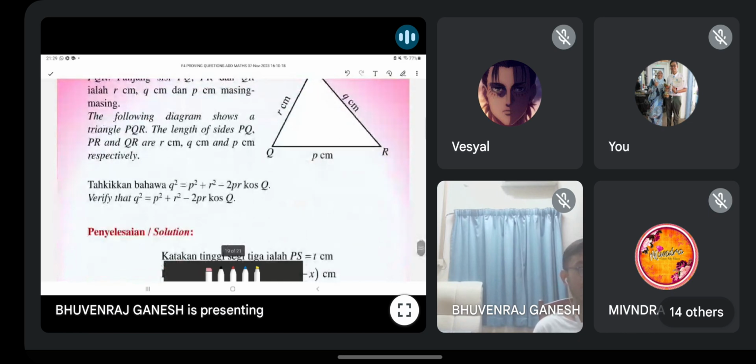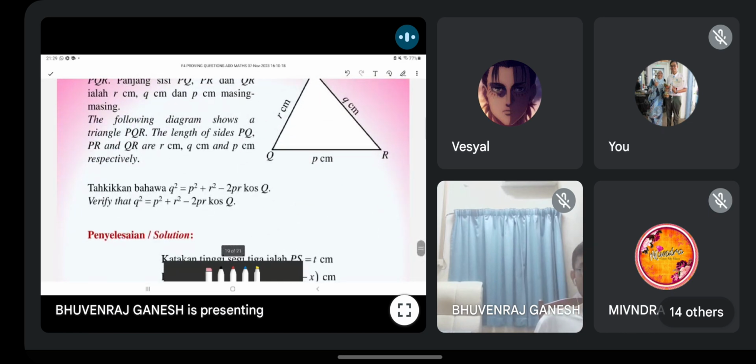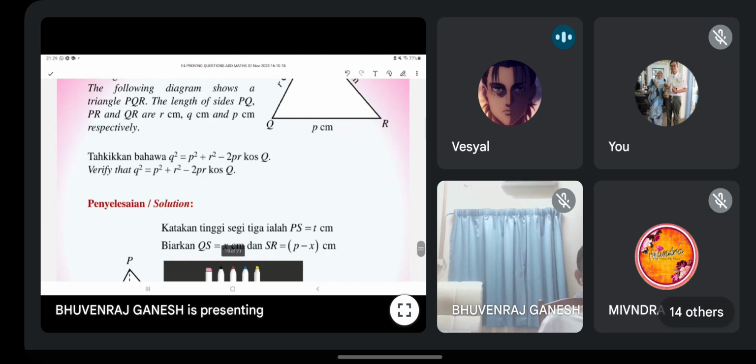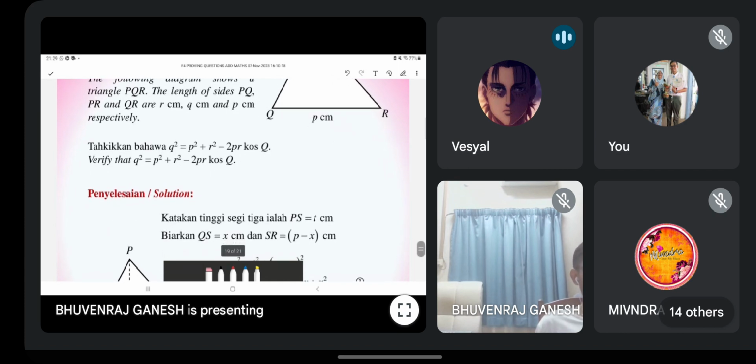Okay, so this is the second last one already. So Vishal, cosine rule please. Yeah, let's continue. So this is the cosine formula. This is basically a squared equals b squared plus c squared minus 2bc cos A, but they replace it with PQR lah. So you must know how to change it.